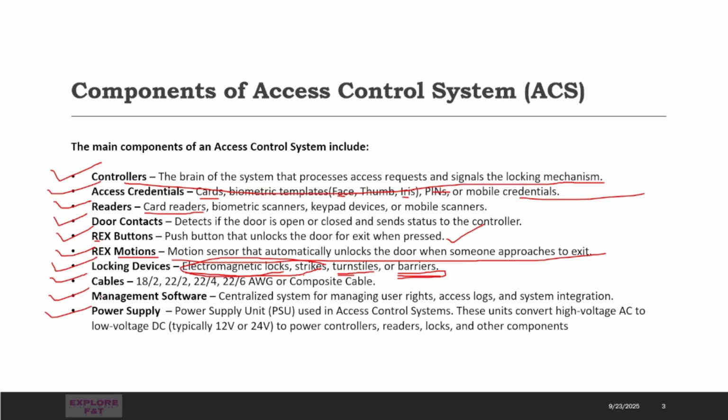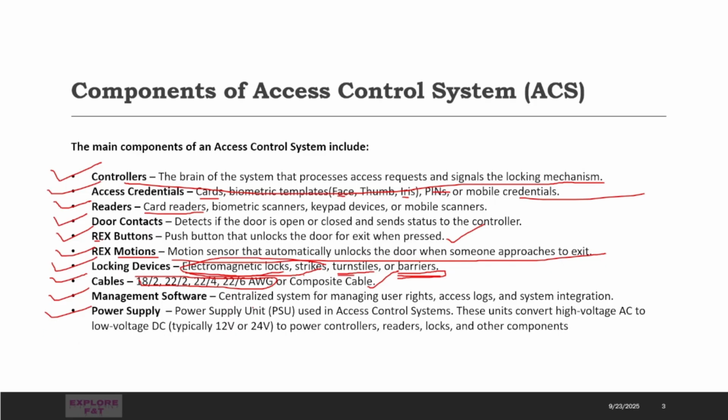For cables we use 18 by 2, 22 by 2, 22 by 4 and 22 by 6, and we'll learn which type of cable is used with which devices. Then there is composite cable, which means a bunch of all these cables. The manufacturer has made one cable including all these types of cable, and it will be thick.